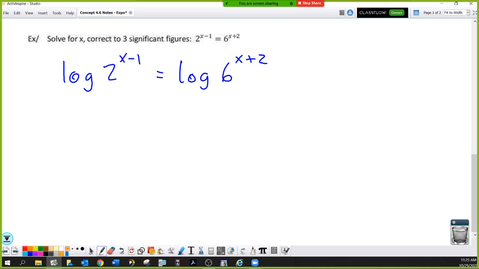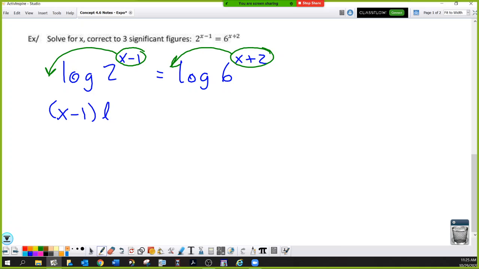You see, now the arguments have an exponent in them, which means you could take that exponent and scoot it to the front of both sides. So on the left, we have x minus 1 times the log of 2 equals x plus 2 times the log of 6. Log of 2 is a number. Log of 6 is a number.